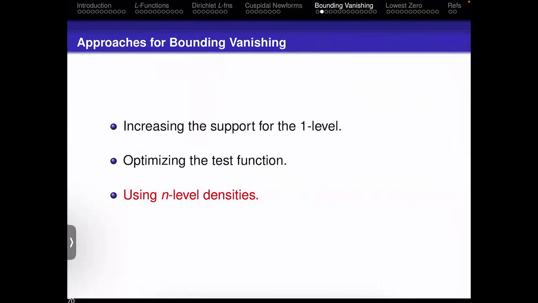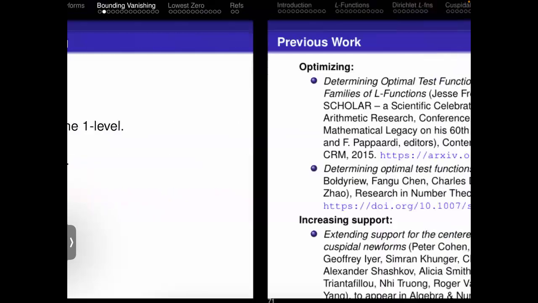And it's extremely hard to increase the support. Another is we can try to optimize the test function. Can we find a better function phi to use? And the third is to use the n level densities. So what I want to do is give you a sense of the benefits of each approach and highlight how students can get involved in all this, and talk a little bit about what some of my students are going to be looking at this summer.